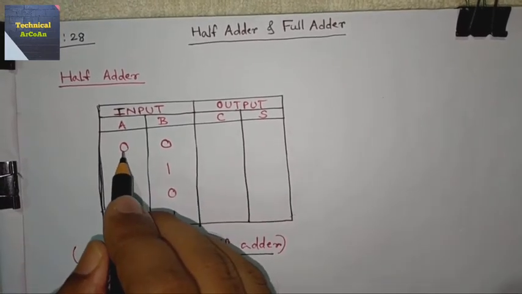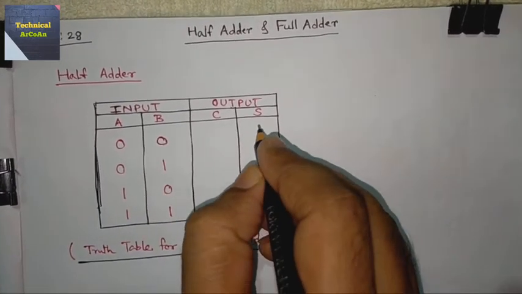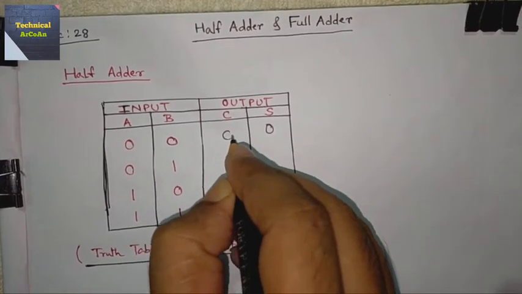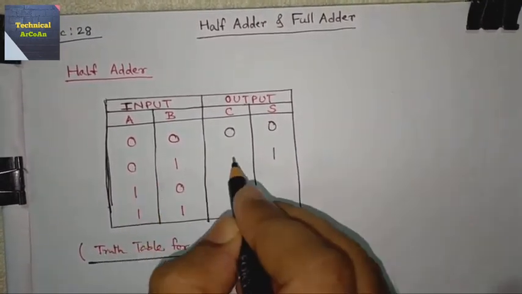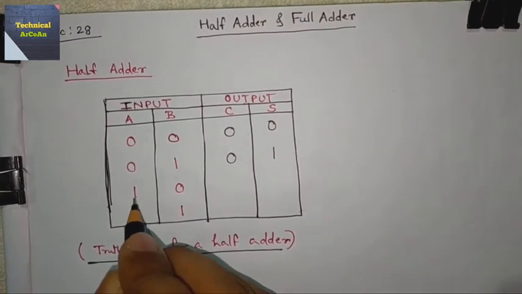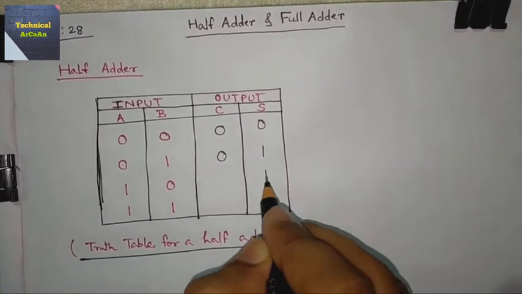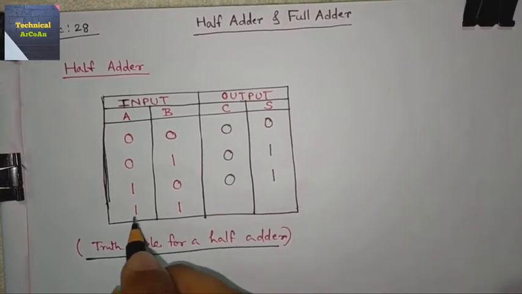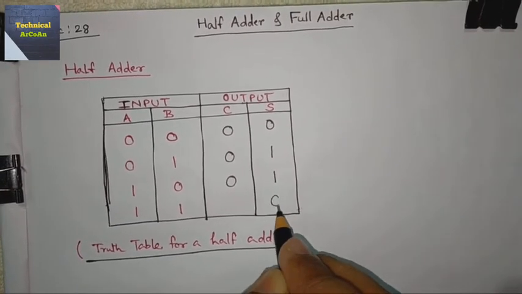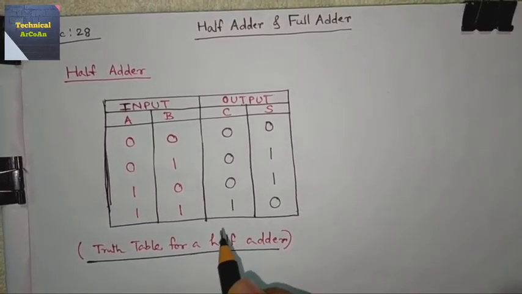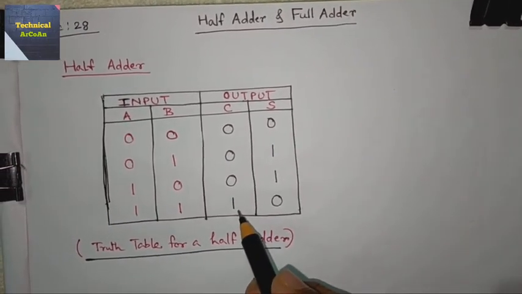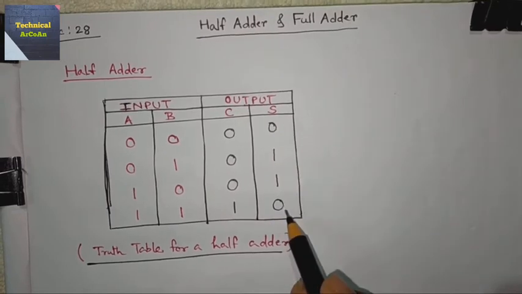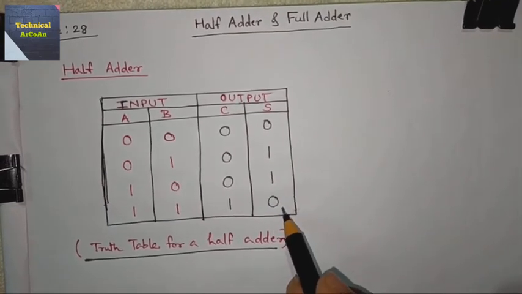So if we add these, what happens? For 0 0, the sum will be 0 and carry will be 0. For 0 1, sum will be 1 but carry is also 0. For 1 0, the sum will be 1, the carry will be 0. But for 1 1, the sum will be 0 but carry 1. Now this is the column for carry and this is the column for the sum.